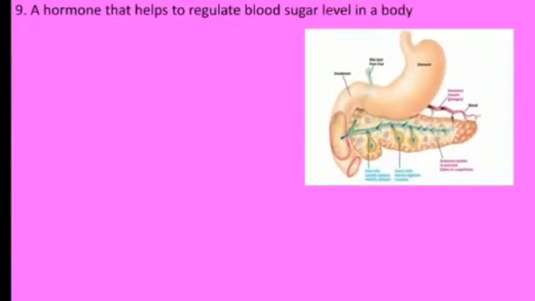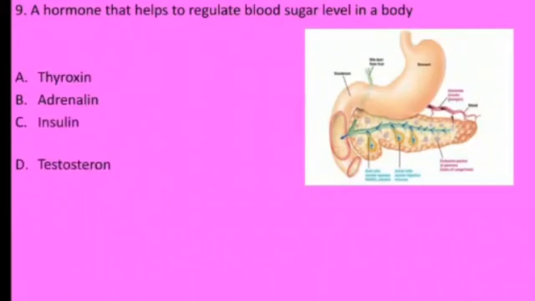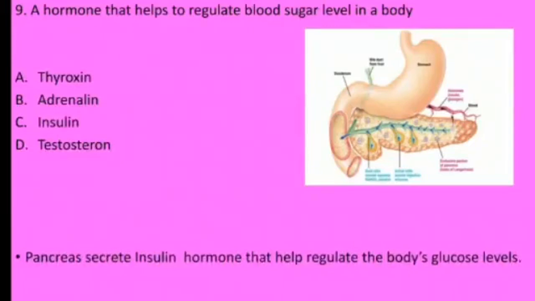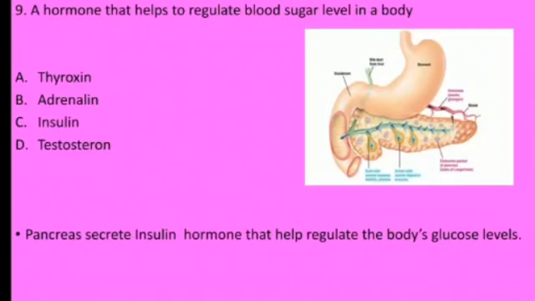Our next question. A hormone that helps to regulate blood sugar level in the body. Is it thyroxine, or adrenaline, or insulin, or testosterone? Yes, you guessed it right. It's insulin. So the pancreas secretes insulin hormone that helps regulate the body's glucose level.